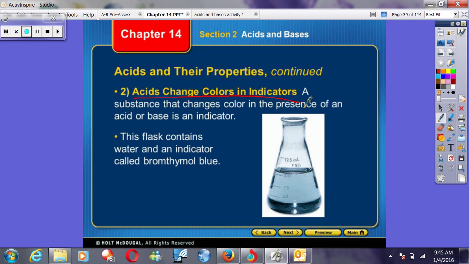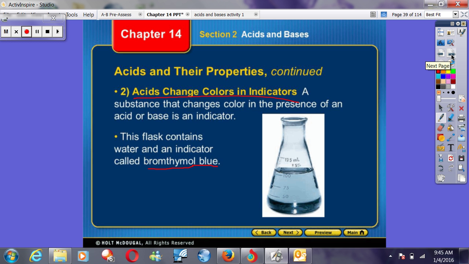You can pause anytime you need to. A substance that can change color in the presence of an acid or base is an indicator. Again, it's a vocab term we'll get when we get back. This container at the bottom contains a liquid called bromothymol blue, another vocab term. Bromothymol blue stays that light blue color until you put an acid or a base in there, and then it changes colors. That's why it's an indicator. It tells you what's been put in there.